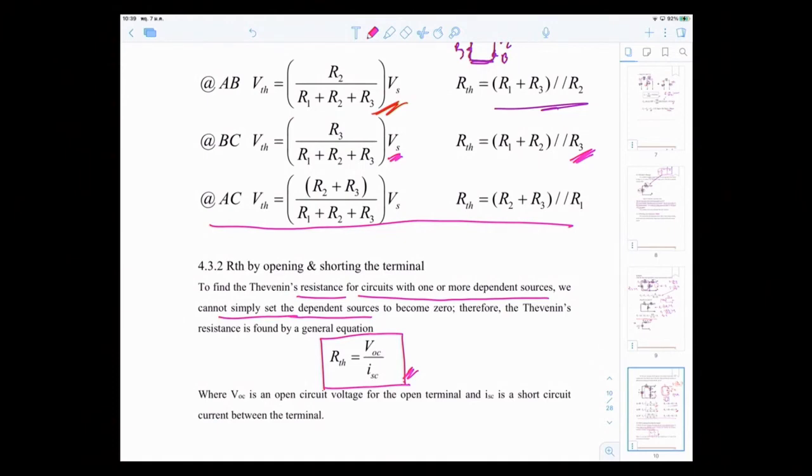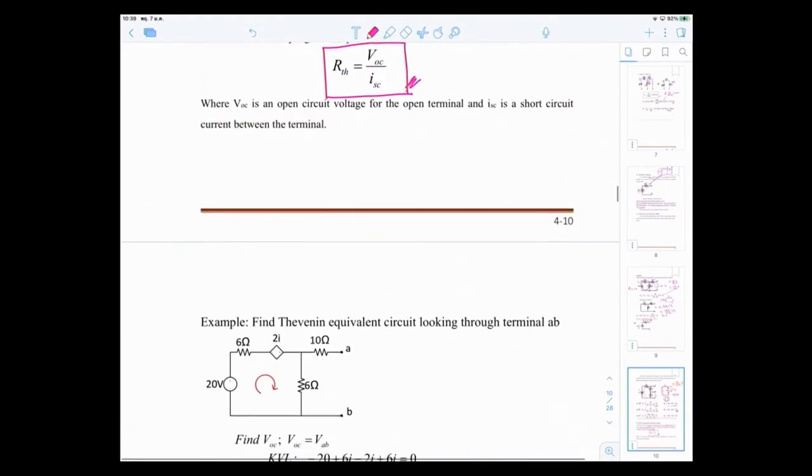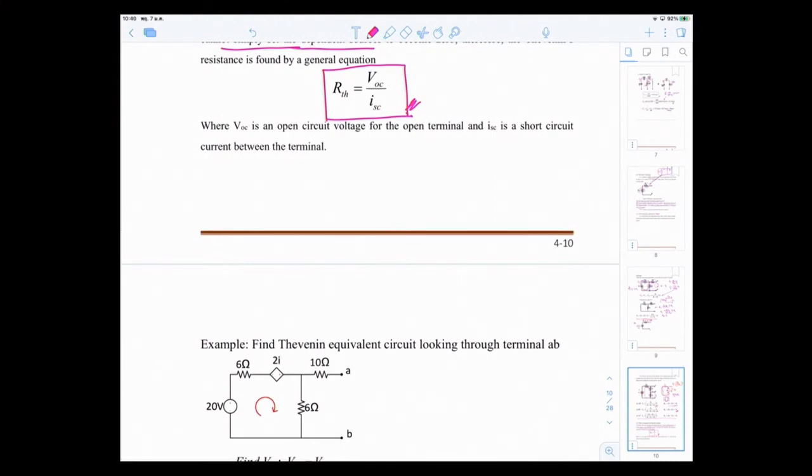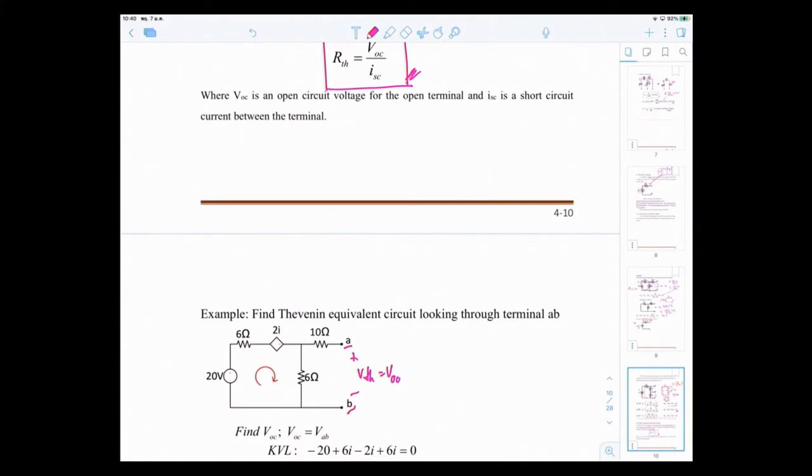So what do we mean by VOC and ISC? Look at this circuit. We want to find the Thevenin equivalent circuit looking through terminal AB right here. This will be our VTH, which is our V open circuit at terminal AB. It is simply the V drop across the 6 ohms, so this becomes your VTH also, because there's no current going through these 10 ohms, so no voltage drop, 0 volt. So the voltage drop at AB is the same as the voltage drop at the 6 ohms.